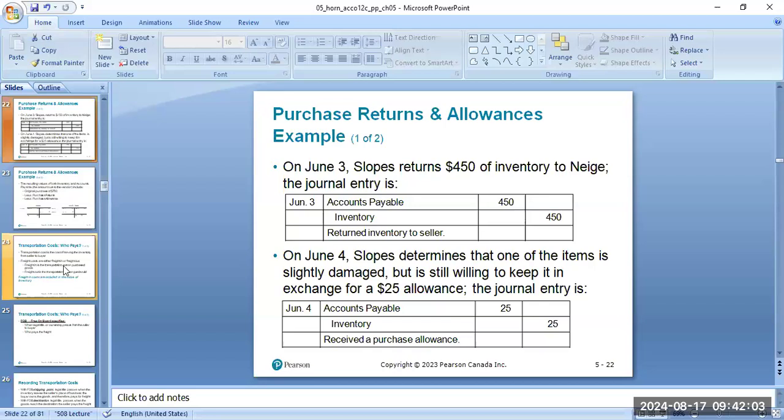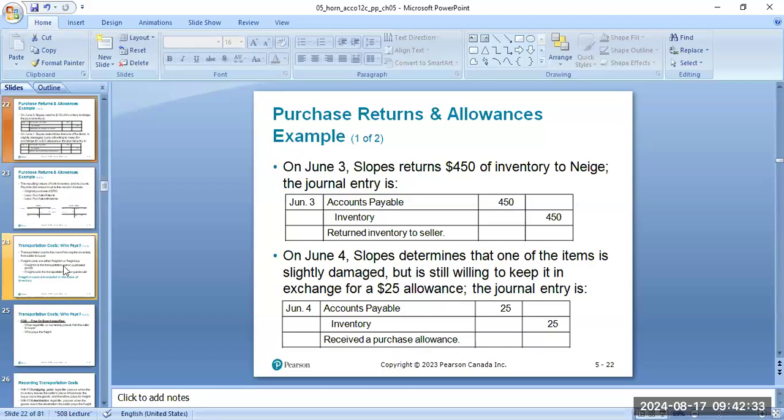Imagine the next day, we notice that one of the goods is a little bit damaged, but we want to keep it. We don't want to return it in this case. So we ask the seller, hey, can you give me some incentive? And the seller says, yes, I can give you an allowance of $25. So $25 off whatever you have to pay me. So at this point, we have to pay $350.